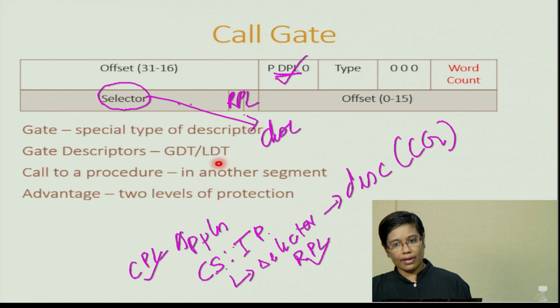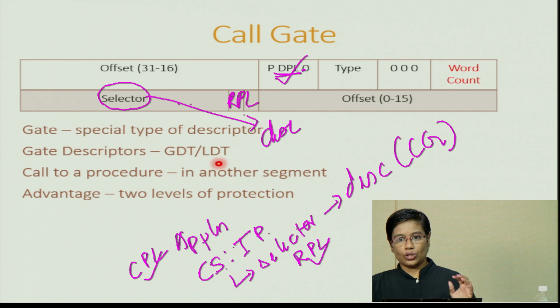And you have two levels of protection. The first level is between the CPL, RPL and the DPL of the call gate. And the second level of protection is between the RPL and the DPL of the targeted segment. So this is how a call gate is going to work.